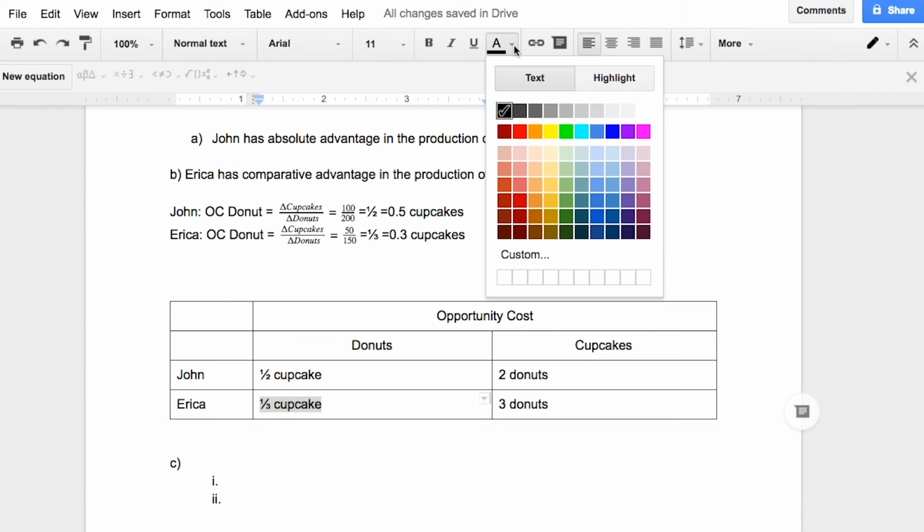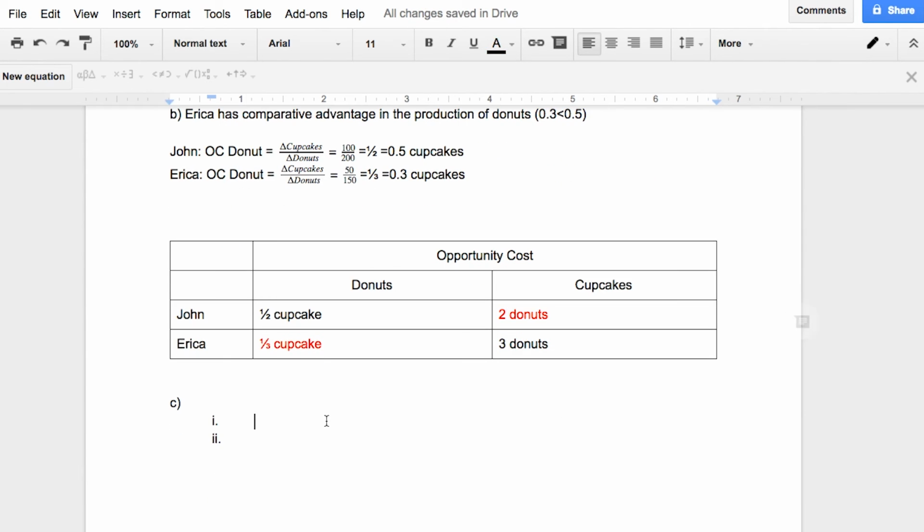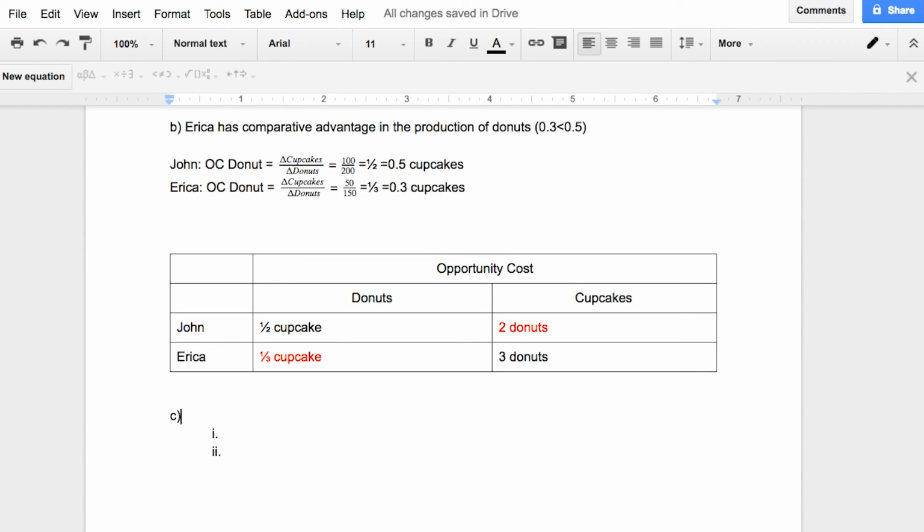So Erica, let's make this red. Erica is going to be making donuts, and John is going to be making cupcakes, because he can make cupcakes more efficiently than Erica can. So what were the terms of the trade again? Let me just write down here. 1 cupcake for 4 donuts. And we can really answer both of these for John and for Erica. Let's put John here just to remind us. Simply by thinking this through a little bit.